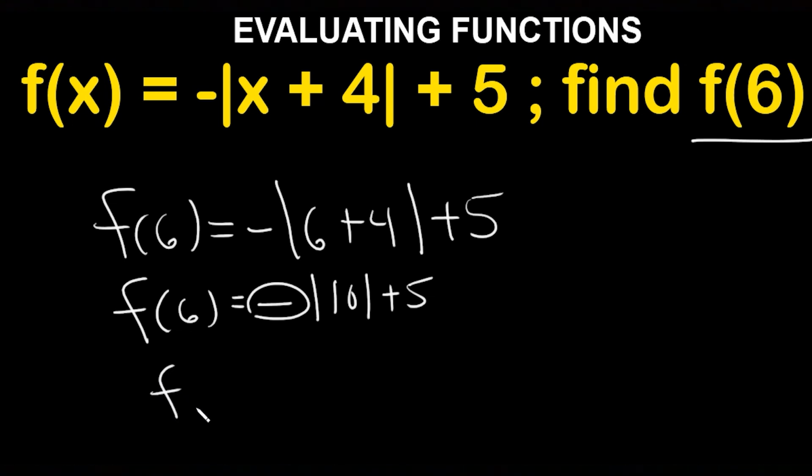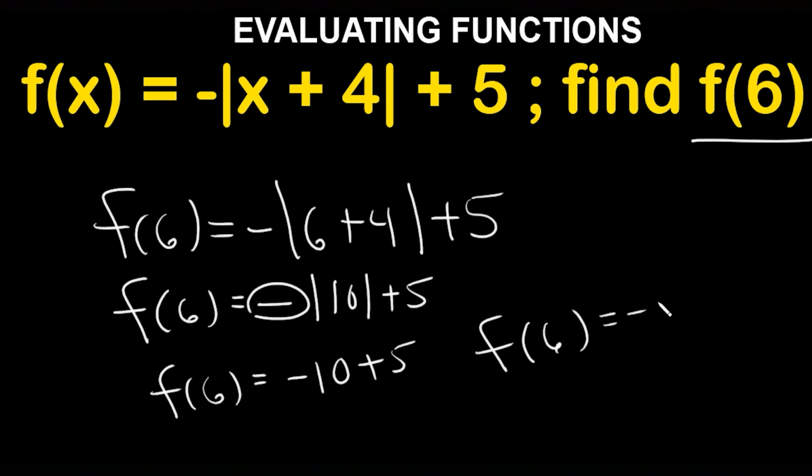Okay, so now I have f of 6 equal to negative 10 plus 5, and then when I combine those like terms, I get negative 5. So f of 6 is equal to negative 5. Done. Here's my final answer right here.